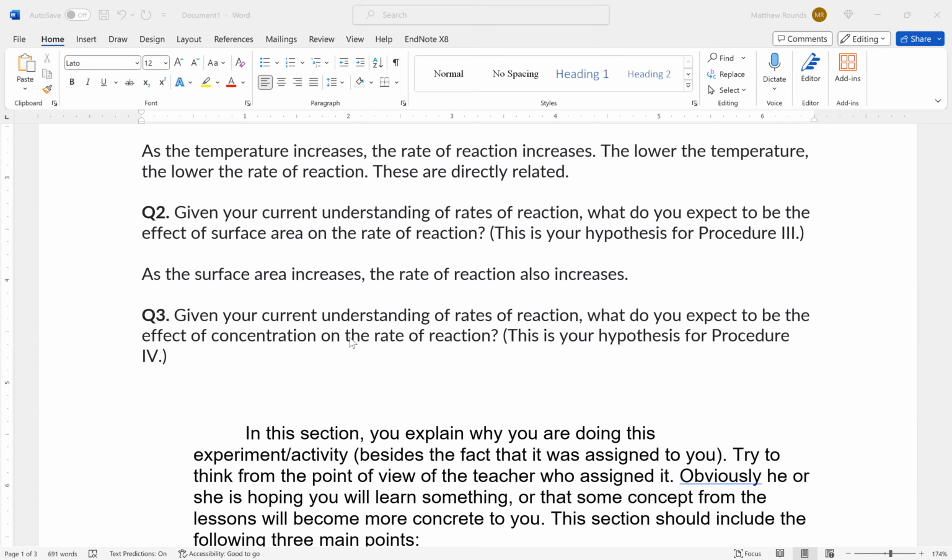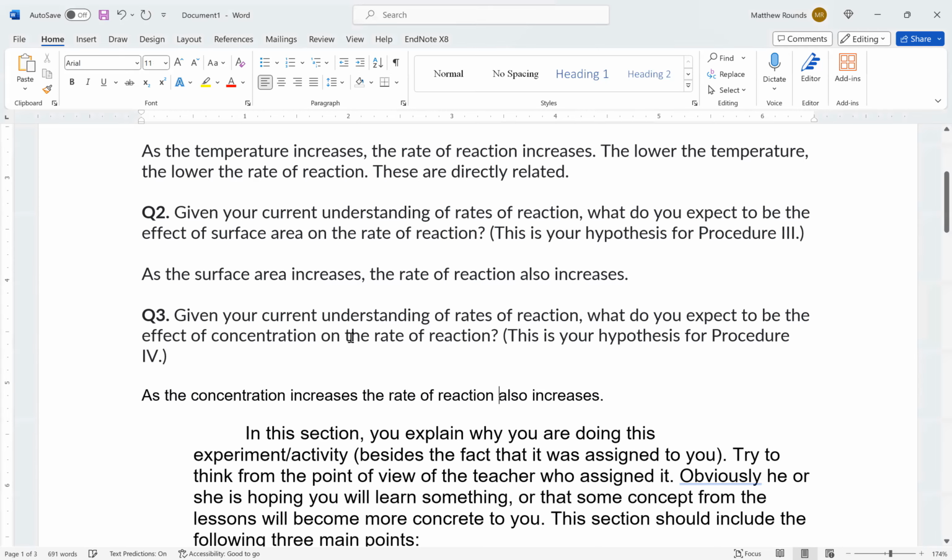Right. I just wrote in chat. As concentration increases, the rate of reaction also increases. Yes. All right, that looks good. Do the formatting thing here.